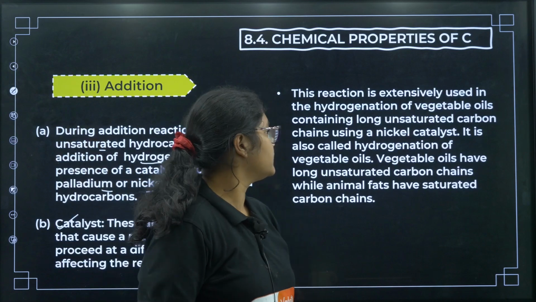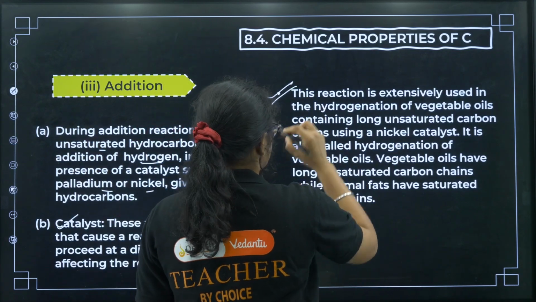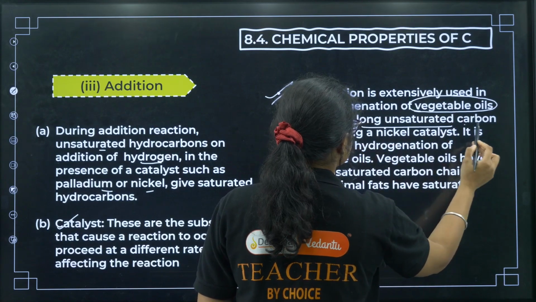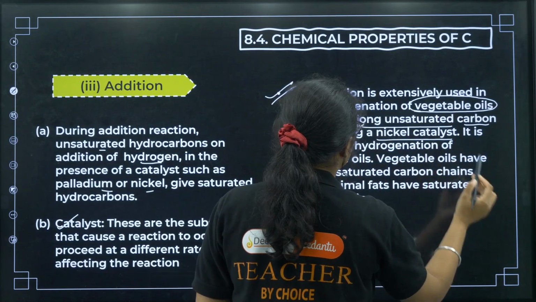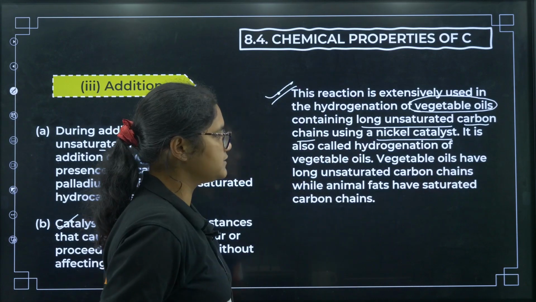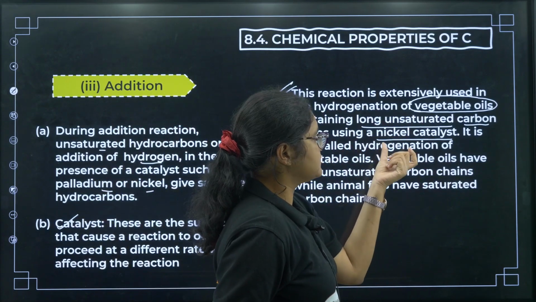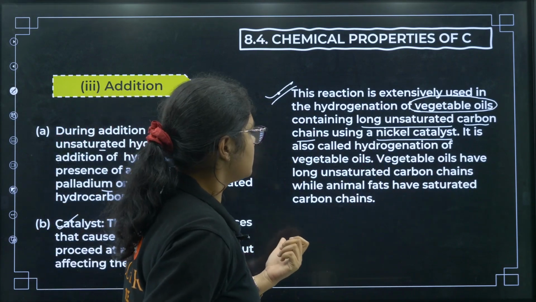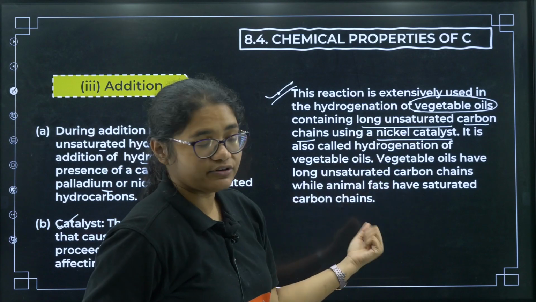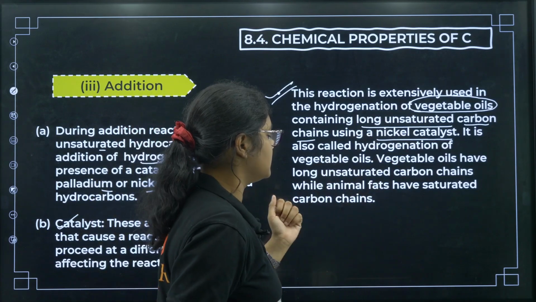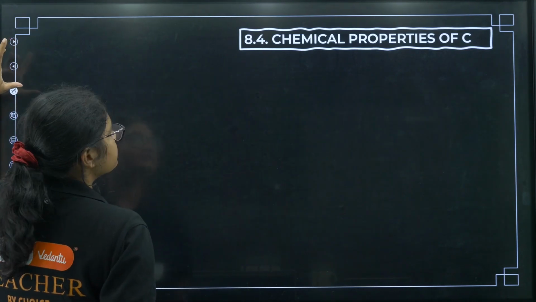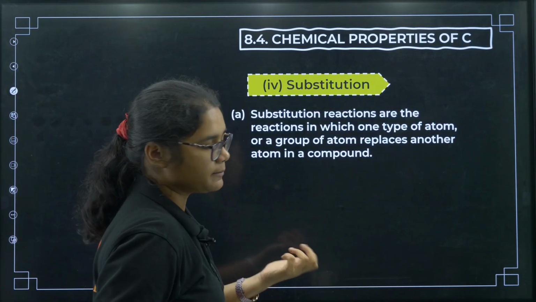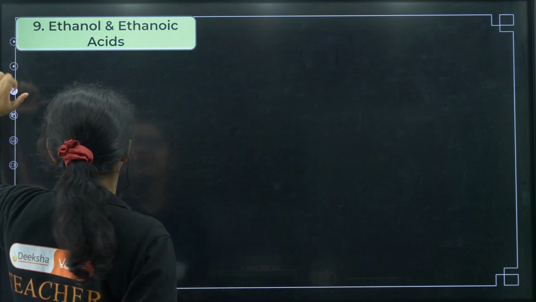Next we have an example. Where is this reaction extensively used? In the hydrogenation of vegetable oils containing long unsaturated carbon chains, using a nickel catalyst. If you add hydrogen in the presence of nickel, the vegetable oils are hydrogenated in this way. So that is the use of this reaction. Next, the last chemical property is substitution. Whenever one group is substituted by another group, we call it a substitution reaction.